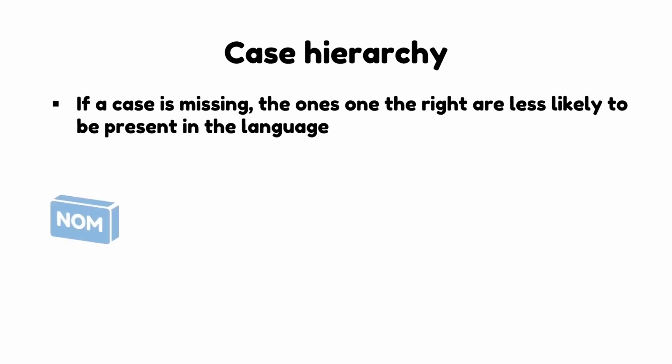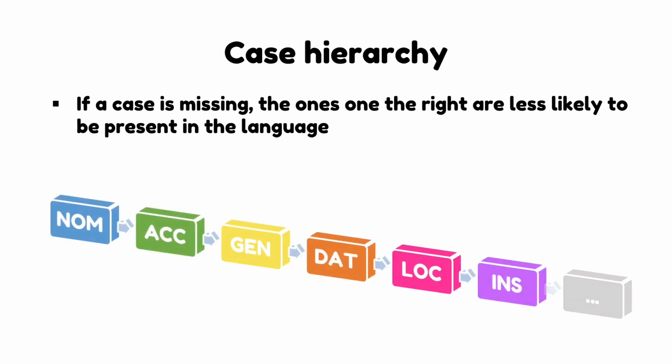There's also a thing called case hierarchy, which means that if a case is missing on the left or right, the ones that are right to it are less likely to be present. For example, if there is no genitive in a language, then it's more likely that that language won't have dative, locative, instrumental, or any other cases after it. So, for example, if a language doesn't have locative, it most likely won't have instrumental. If a language doesn't have accusative, it most likely won't have genitive, dative, locative, and instrumental.